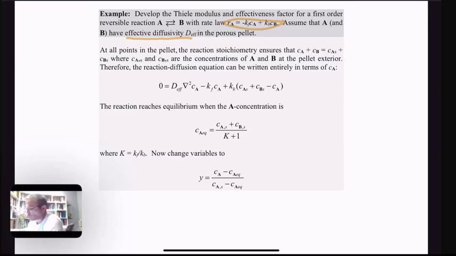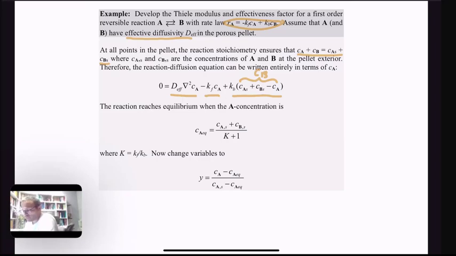So if we write it in terms of species A, then we get the diffusivity of species A down into the pellet, the rate at which species A is being consumed. We get the rate at which species A is being generated through consumption of species B. This is just CB written using this conservation of the total amount of A and B.